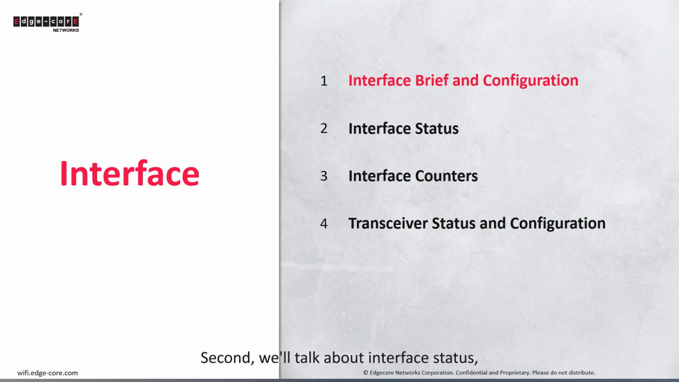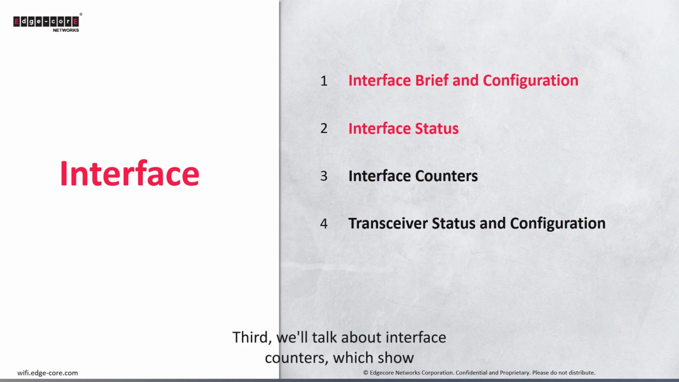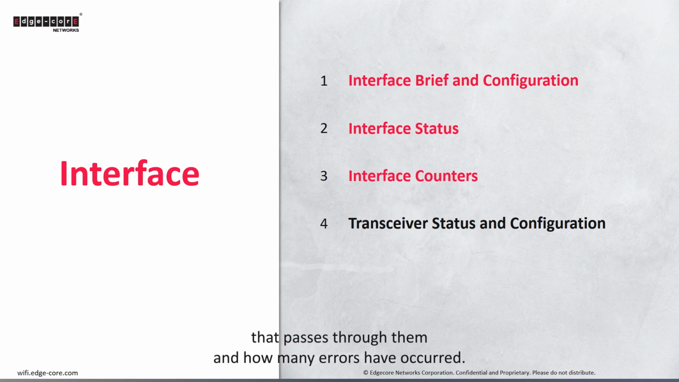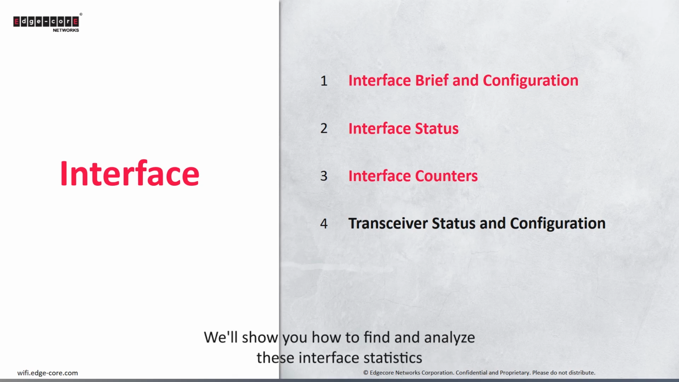Second, we'll talk about interface status, which covers how to administratively enable or disable a port, and how to check the link speed and duplex. Third, we'll talk about interface counters, which show how Edgecore Enterprise Switches keep various counters regarding the traffic that passes through them, and how many errors have occurred. We'll show you how to find and analyze these interface statistics, and what kind of interface errors there are. Finally, we'll talk about the transceiver status and configuration.